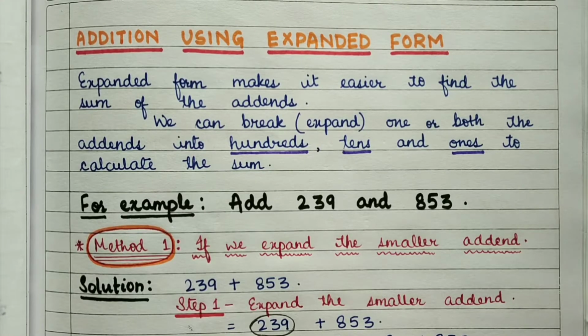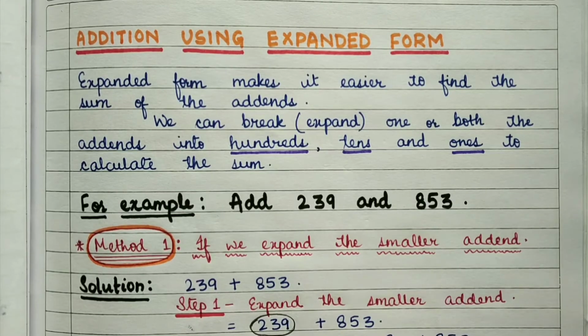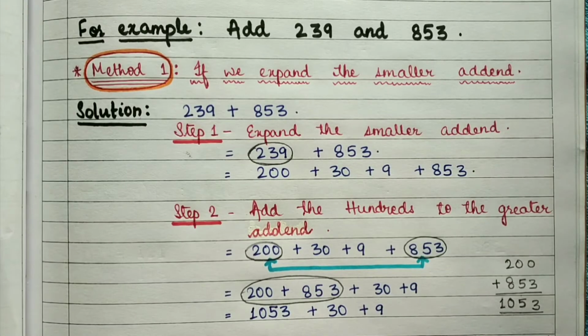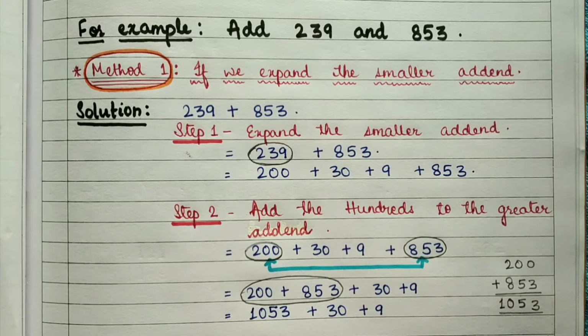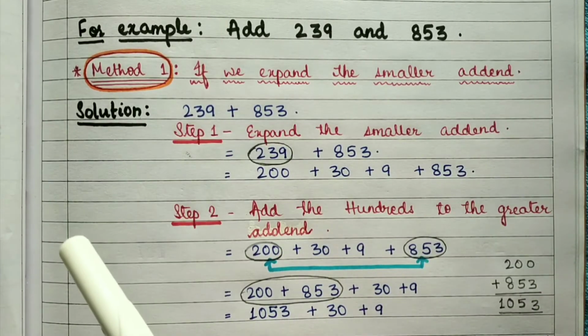Now let us understand this with the help of an example. The example is add 239 and 853. Children, we have three methods for adding two given addends using expanded form. Let's discuss the first method. Here is method 1, the first method. In the first method, we will expand the smaller addend.